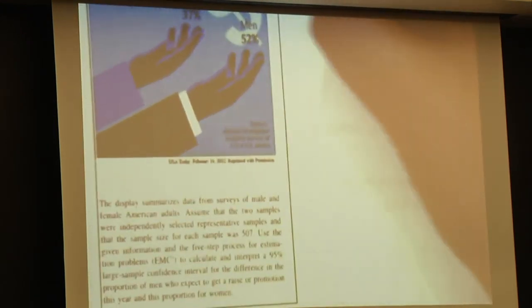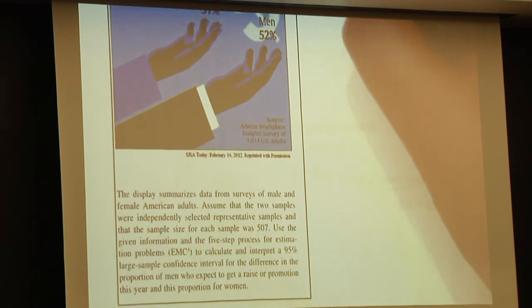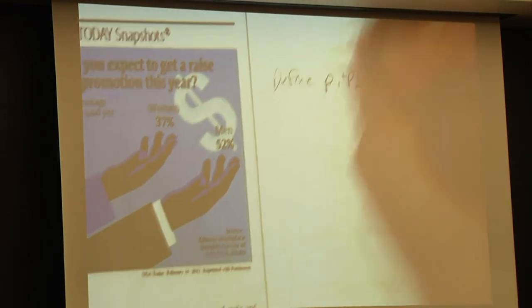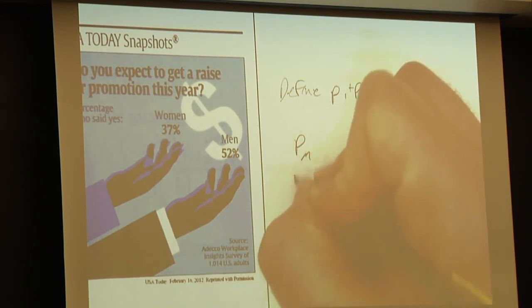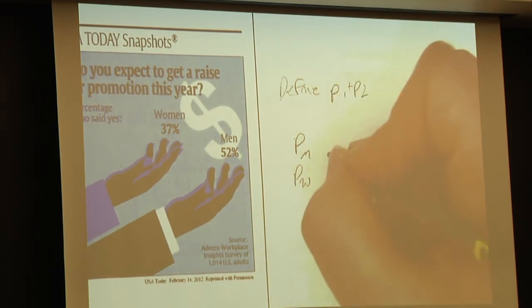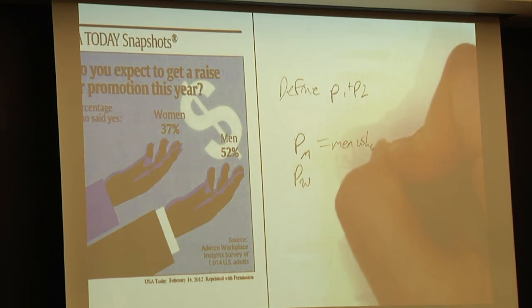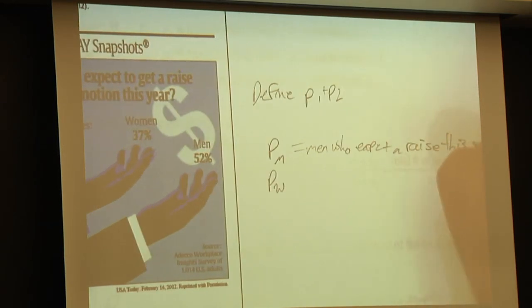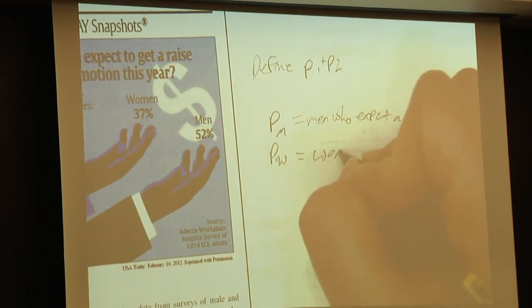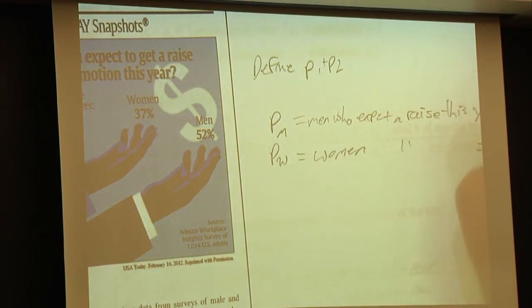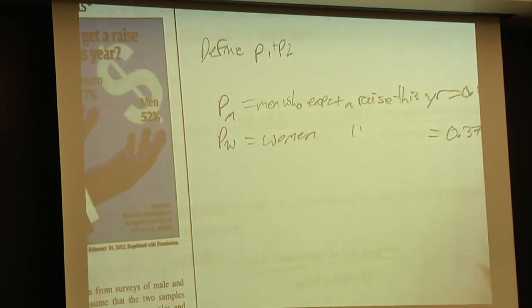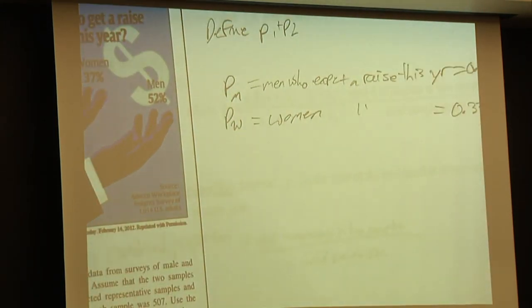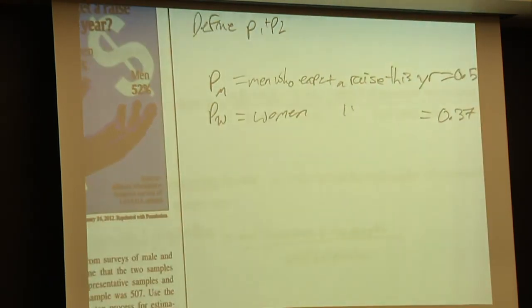Basically, step one when we go to do the confidence interval, define P1 and P2. We're going to do proportion of men and proportion of women. Proportion of men, this will just be men who expect a raise this year, and that was 0.52 from this little diagram here. Women, same thing, equals 0.37, okay? So that's our proportion of men, proportion of women. I'm going to do proportion of men minus the proportion of women because I like positive numbers when we subtract these.